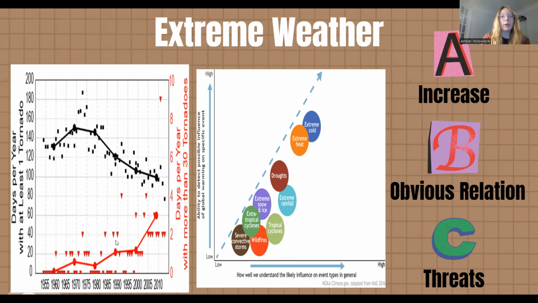As you can see, the red line is the one I found the most interesting. The red line basically shows the increase in the number of days that have had 30 tornadoes or more over the span of about 55 years. That line has increased dramatically, which I think is insane, how drastically that's increased in such a short amount of time. And these two graphs basically show that obvious relation: increase in global temperature, increase in extreme weather.